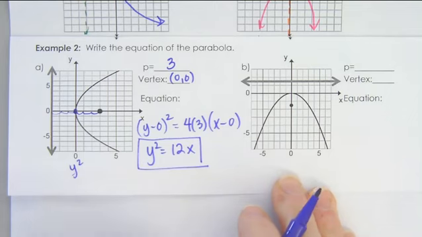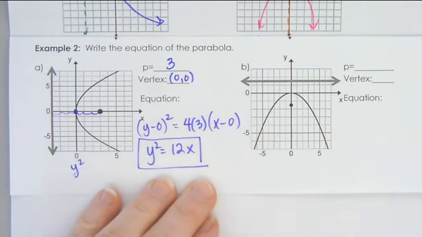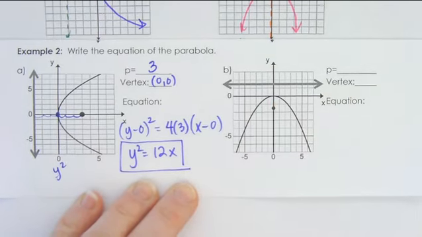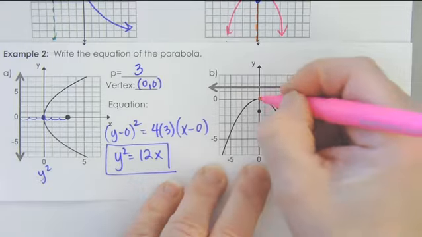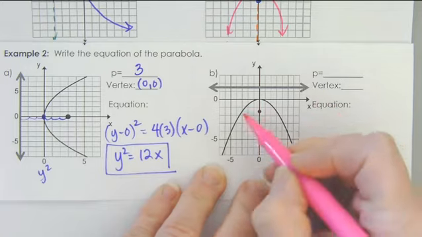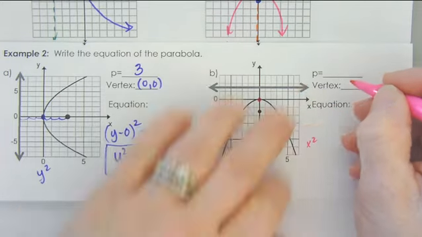Let's try another one. Notice that this one is opening down. So when it opens down, that means it could cross the x-axis twice. So I'm going to have an x squared in this one. The vertex is at 0, 0, so I'm going to fill that in first.